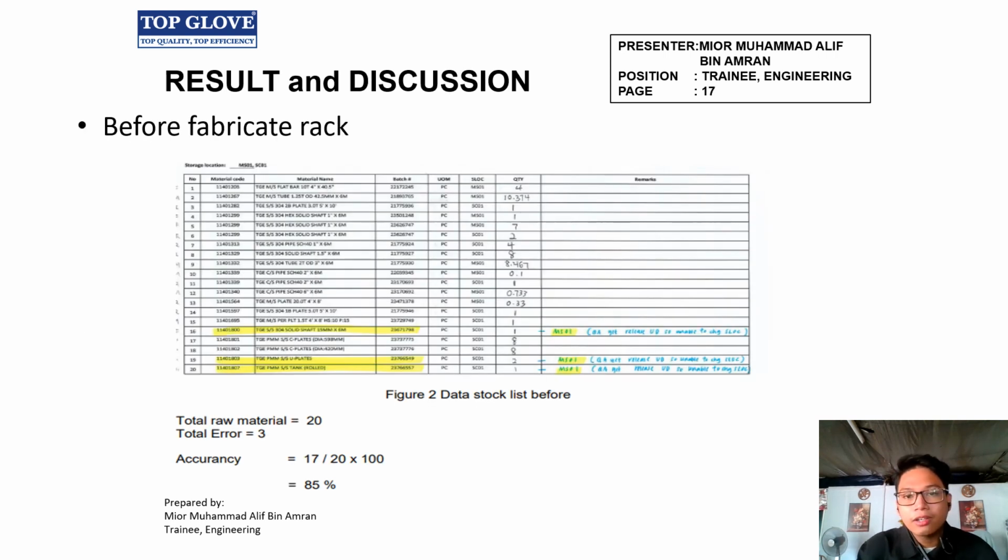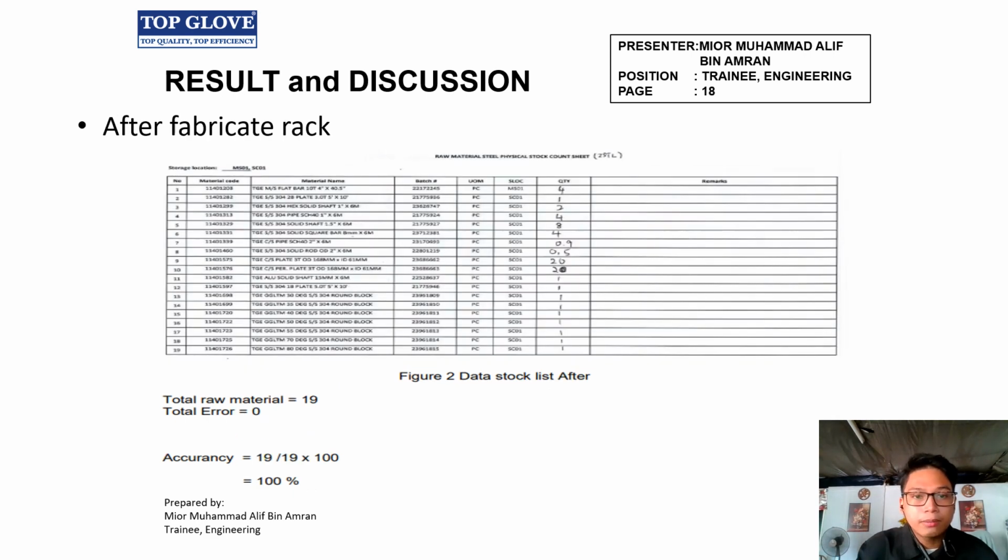So this is result and discussion. Before fabricating the racking, total raw material was 2, and then there were 3 errors, and then the percentage is 85%. So after fabricating the rack, total raw material is 19, and then total error is 0. So the percentage is 100%, no error.